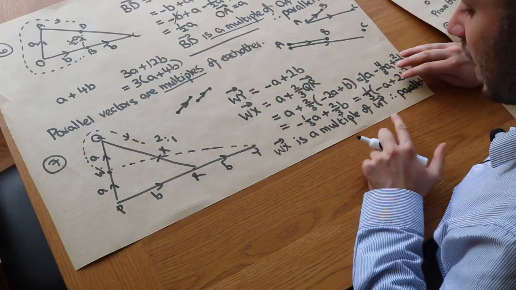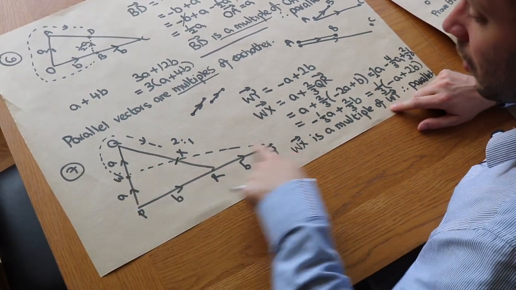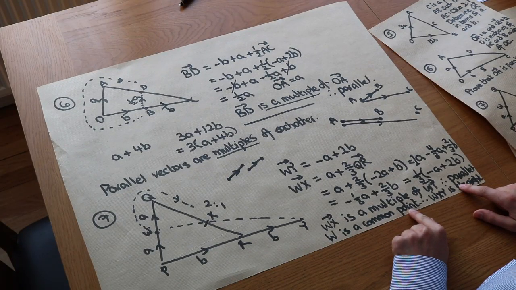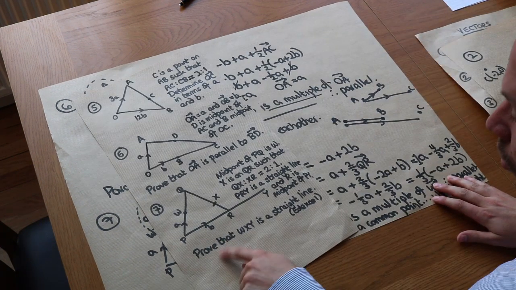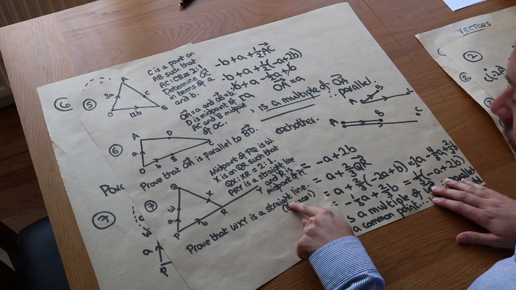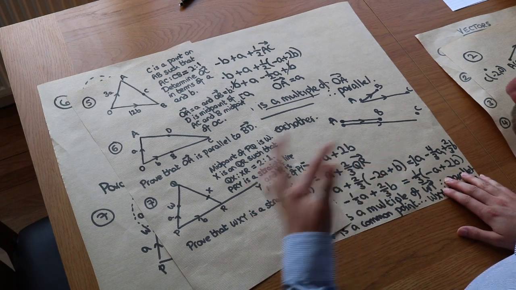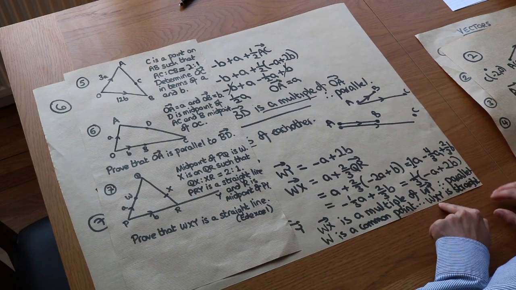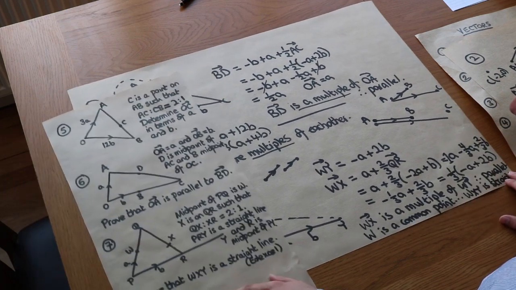So what we need to say is that W is a common point to both vectors, because W to X, W to Y, they had a common point of W. So we write W is a common point here, and then for any proof question, if the question was say, prove that WXY is a straight line, you should finish by writing, therefore WXY is a straight line. Always do that for any proof question, whether vector or otherwise. So therefore WXY is a straight line. And that completes our proof.